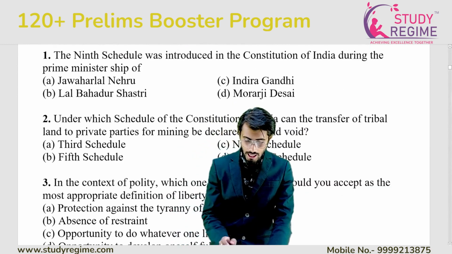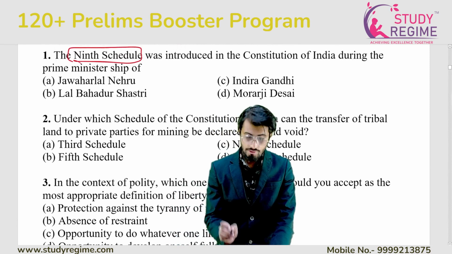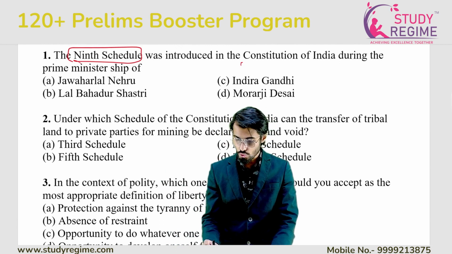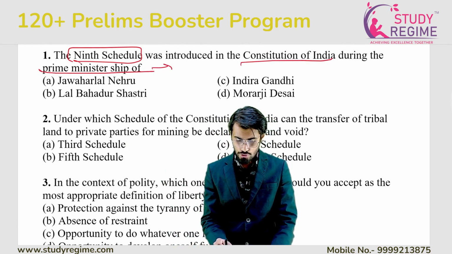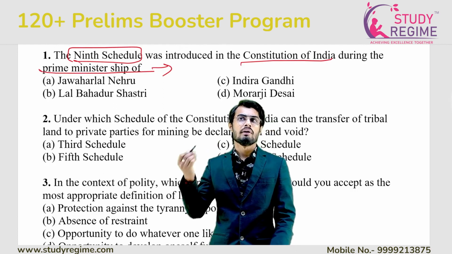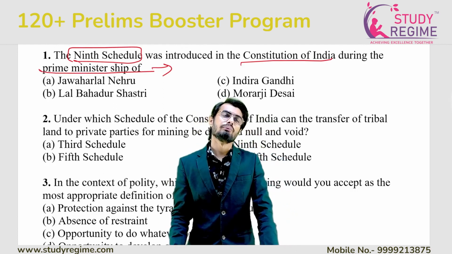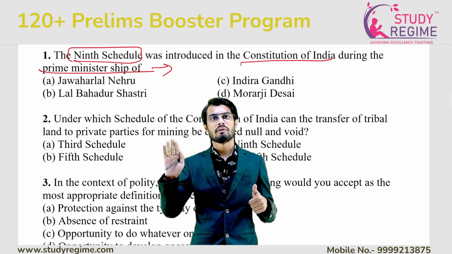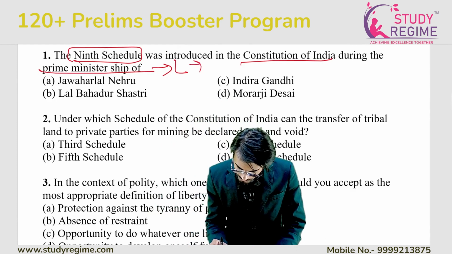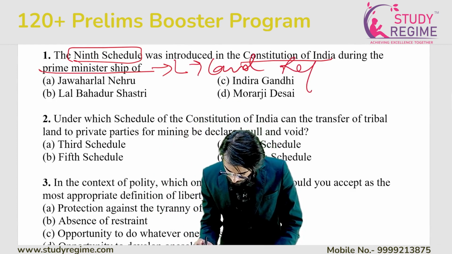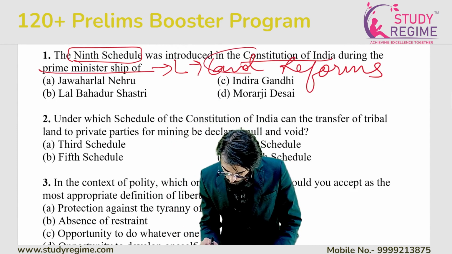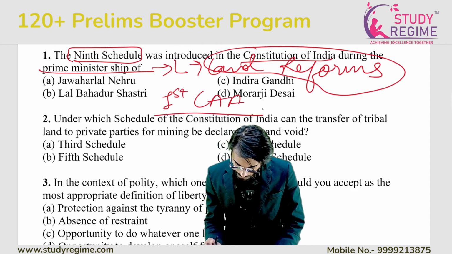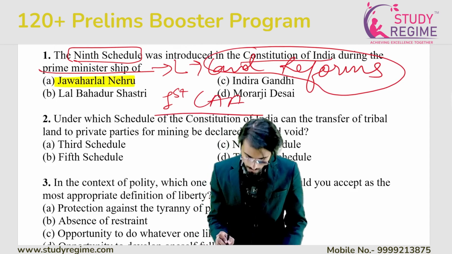So, the first question is on the ninth schedule. We have already learned the mnemonic, the tiers of old PM. The ninth schedule was introduced by the Constitution of India during the Prime Ministership of whom? Let us remember what the ninth schedule was. The ninth schedule is all about L, which means land reforms. You must know land reforms means abolition of the Zamindari system. It was drafted under the first Constitutional Amendment Act and the Prime Minister was Jawaharlal Nehru.